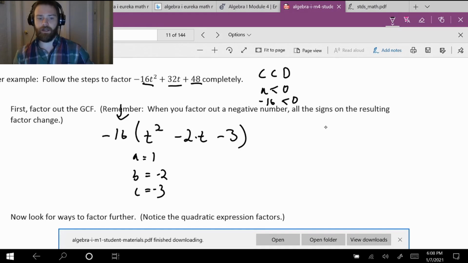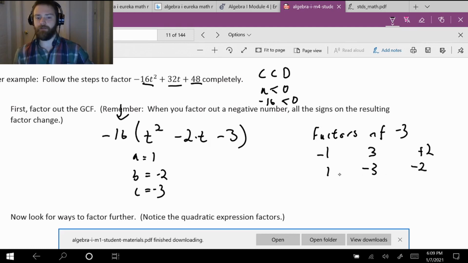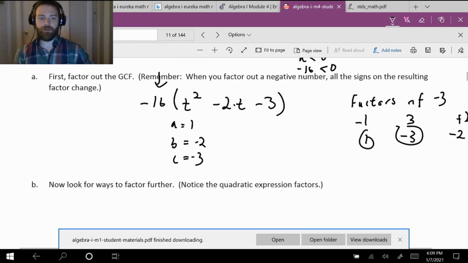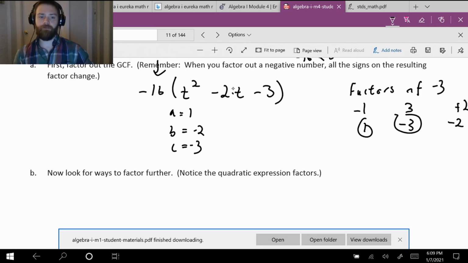Well, that means that I can go over here and I can say a times c is negative 3. So I'm looking for numbers that multiply to be negative 3, but add to be negative 2. So if I take a look at this, 3 is prime, so I know 1 and 3 work, and I just have to decide where the negative goes. So negative 1 plus 3 is positive 2, and then 1 minus 3 is negative 2. So 1 and negative 3 are my terms. So I'm going to split my variable term, negative 2t, into positive 1t and negative 3t.